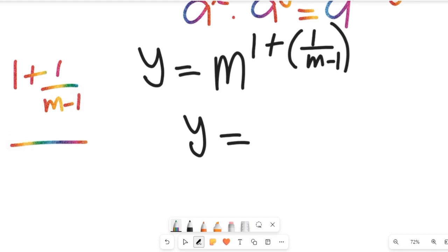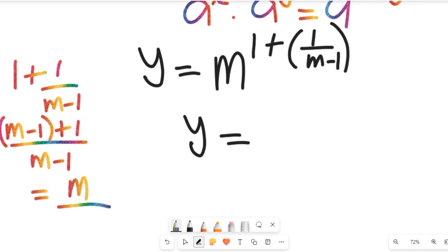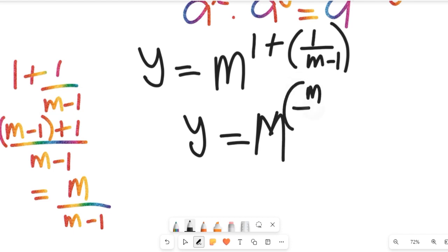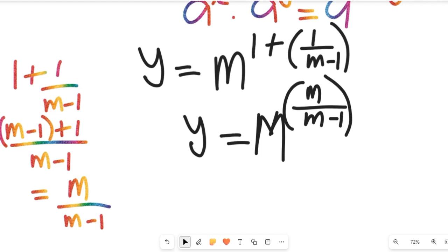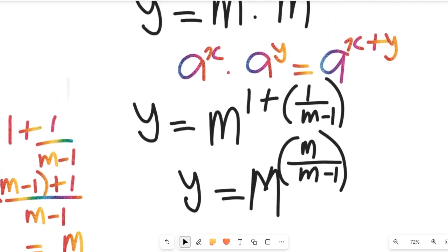So what would that give us? That will give us m minus 1 over m minus 1, right, plus 1 over m minus 1, and this is going to give us what? m divided by m minus 1. So bring that here. This is going to give us m to the power of m divided by m minus 1. So you see that this is the value for y that satisfies that expression.